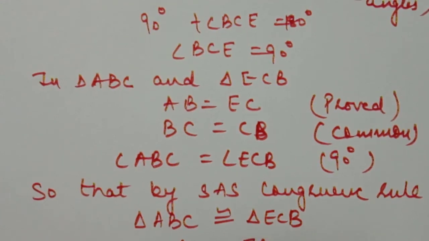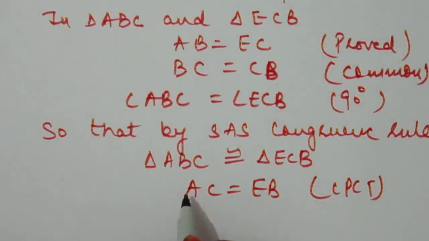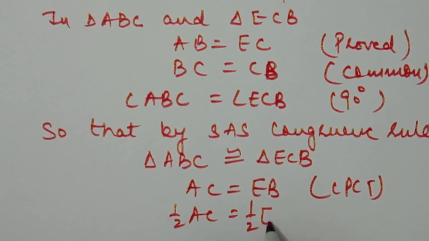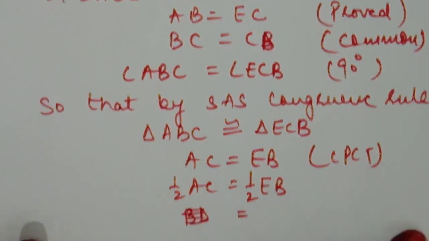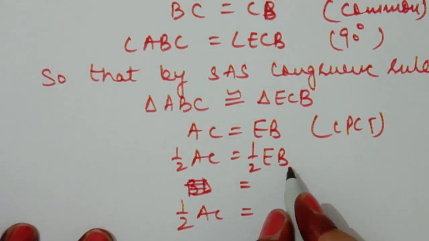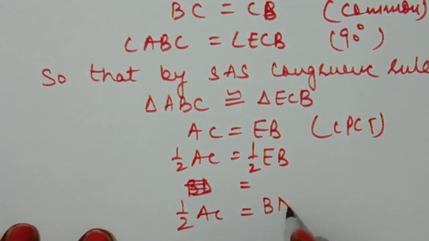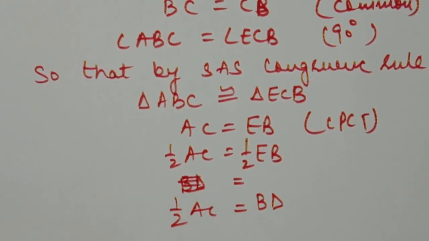AC is equal to EB by CPCT, and if we take half of these two sides, half of AC is equal to half of EB, then half of EB is BD. Because we have to prove that BD is half of AC. So this relation we wanted to prove, and this is proved now.